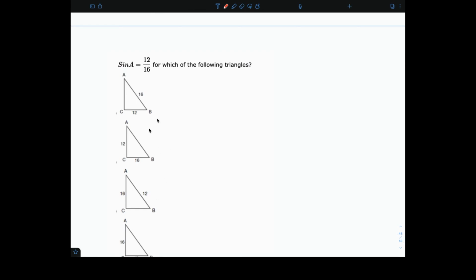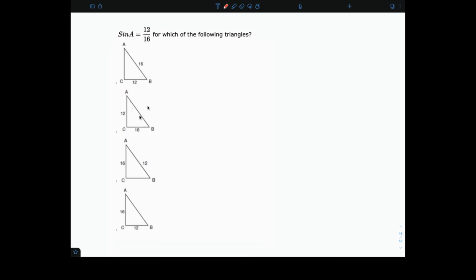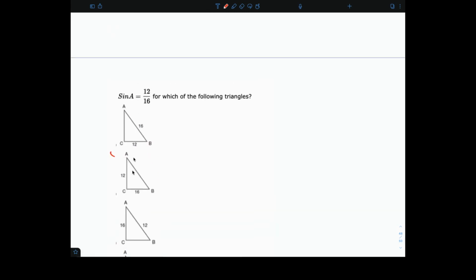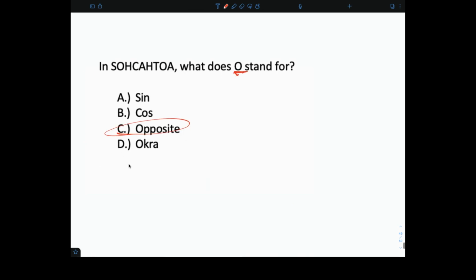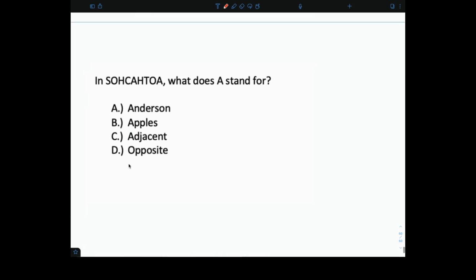Okay. Sine A is 12 over 16. Notice the position, that's right here, so that's going to be 12 over 16. That looks fine. That's 16 over I don't know what. That's wrong. There's nothing there. That's wrong. There's nothing there. That's wrong. It's the first one. This is just, again, emphasizing what O stands for. O is opposite in SOHCAHTOA. These are gimmies. And what is A? A is adjacent. Okay? So we've recently done this on the last test, so hopefully these questions are pretty clear.